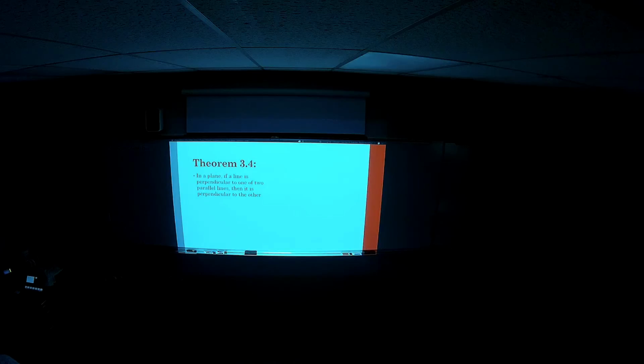And this one, the name is somewhat obvious, but there's an extra part to it. Okay, so obviously we're in a plane, a flat surface. A line is perpendicular to one of two parallel lines. So let me give you the picture here. We have a couple of parallel lines that you can see. That's A and B. That's my parallel lines. But transversal T is only perpendicular to A. What we're going to try to show is that it has to be perpendicular to B as well. And these are parallel.